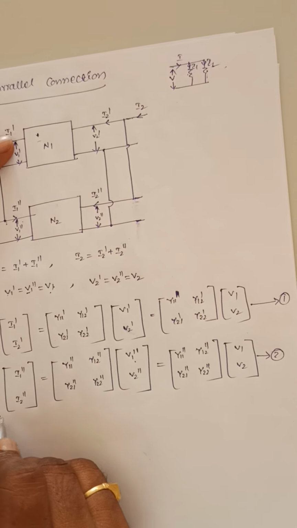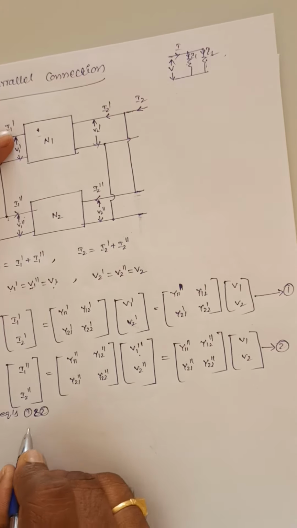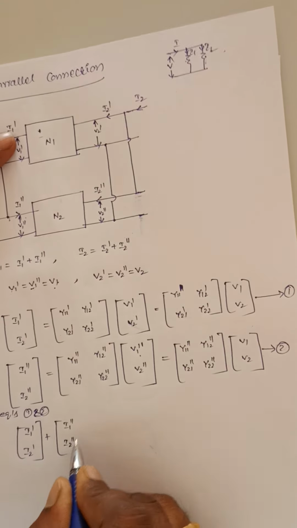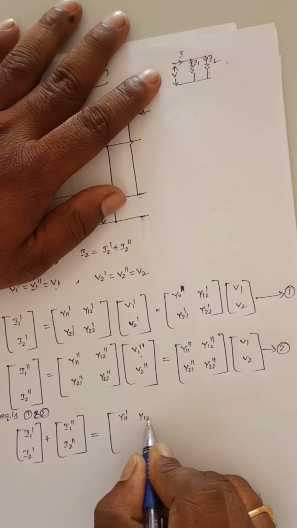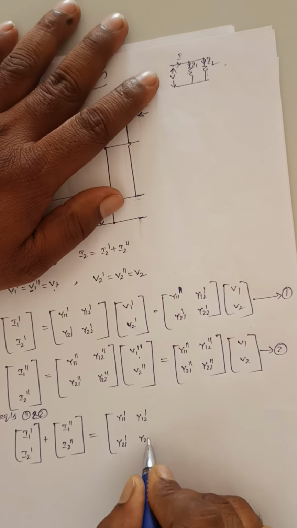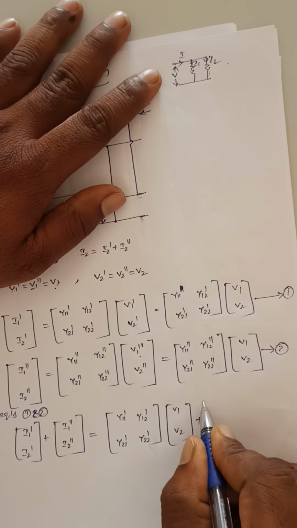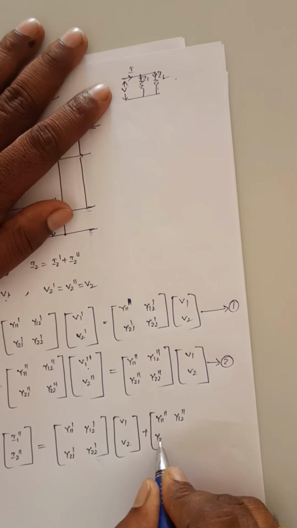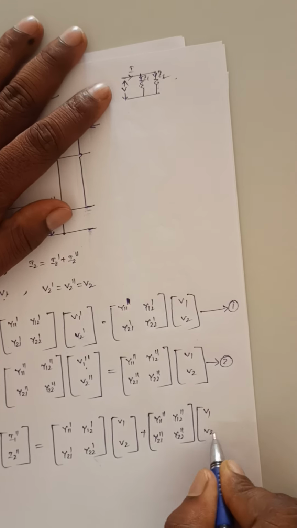Add equations 1 and 2. Now you see here I1 dash, I2 dash plus I1 double dash, I2 double dash is equal to Y11 dash, Y12 dash, Y21 dash, Y22 dash into V1, V2 plus Y11 double dash, Y12 double dash, Y21 double dash, Y22 double dash into V1, V2.